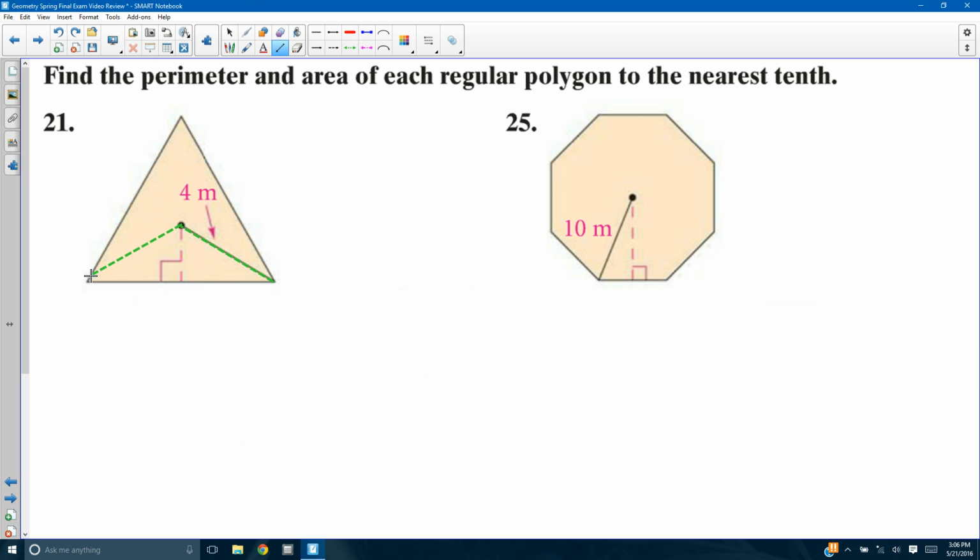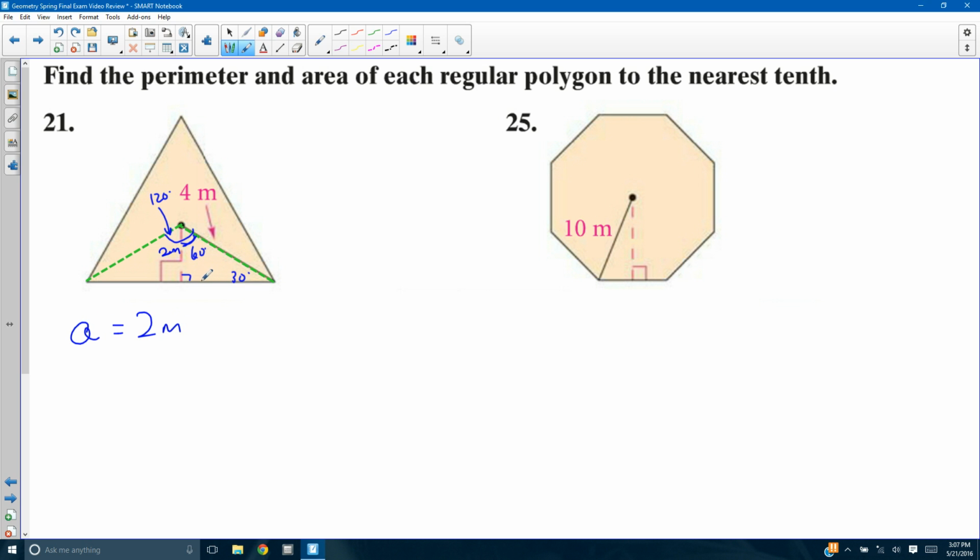The central angle of a triangle is 360 divided by 6. That's 120 degrees. So half of that, as this apothem here comes in and bisects the angle, that makes this 60 degrees right here. As the apothem is an altitude, it makes this a 30, 60, 90 right triangle. So 4 represents the hypotenuse in this 30, 60, 90. And the side opposite 30 then should be half that much. So half of 4 is 2 meters. So your apothem right there is 2 meters.